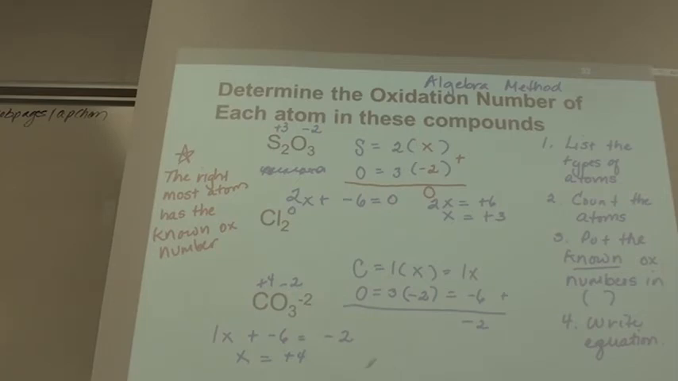So I'm going to list my atoms. I see a nitrogen and I see an oxygen, then I'm going to count them. I see 1 nitrogen, 3 oxygens. The one on the right is the one I know. It is -2. I don't know nitrogen.